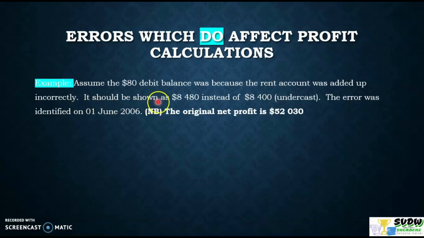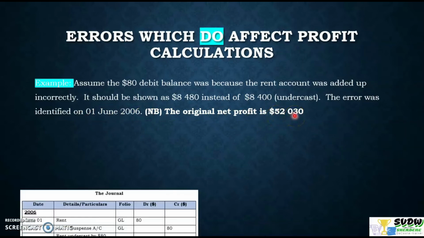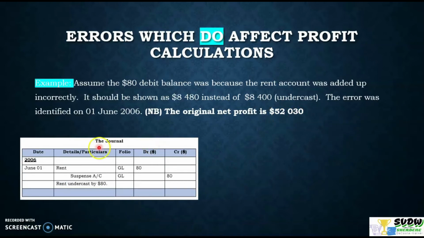It should be shown as $8,440 instead of $8,400. So it was undercast. The error was identified on the 1st of June 2006. Note the original net profit is $52,030. So let us look at what would have been done in the rent account.